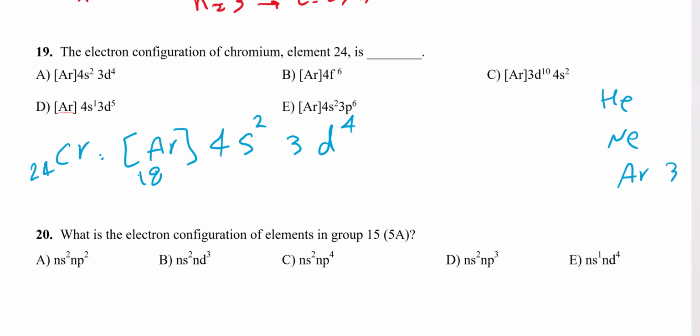So we may think this is the correct answer and choose this choice, but it is not. Chromium and copper are exceptions. Because of the stability of the orbital diagram, chromium would like to transfer one electron to the d orbital, so 4s2 is changed to 4s1, and d4 converts to d5. So the actual answer is D.